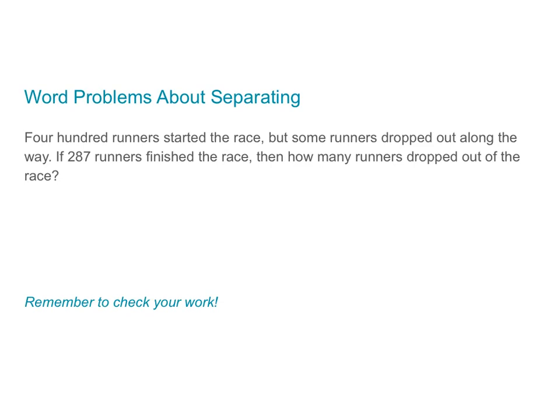So we're going to practice again. This one says 400 runners started the race, but some runners dropped out along the way. If 287 runners finished the race, then how many runners dropped out of the race? Okay, do we know what we started with? We started with 400. Okay, do we know how many runners dropped out? No. What is 287? Somebody said 287. What is that number representing? Runners that finished the race. That's how many runners finished the race.